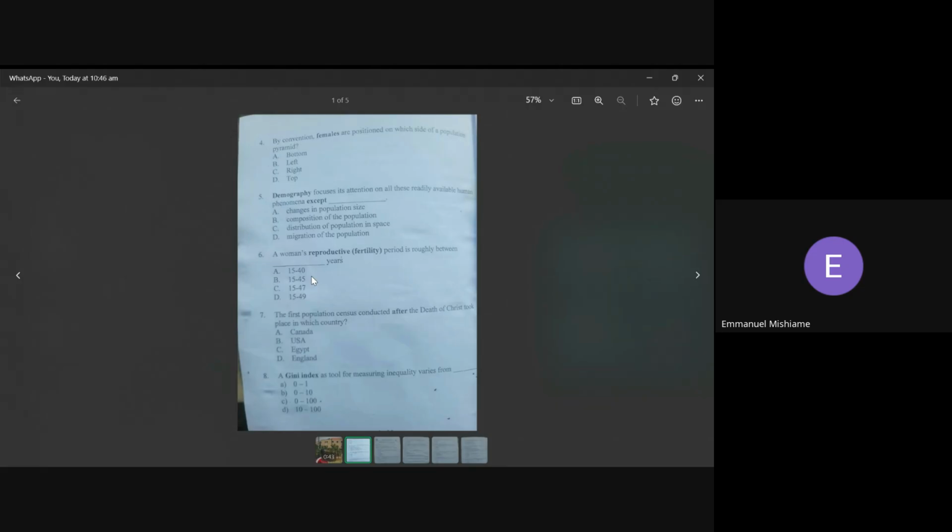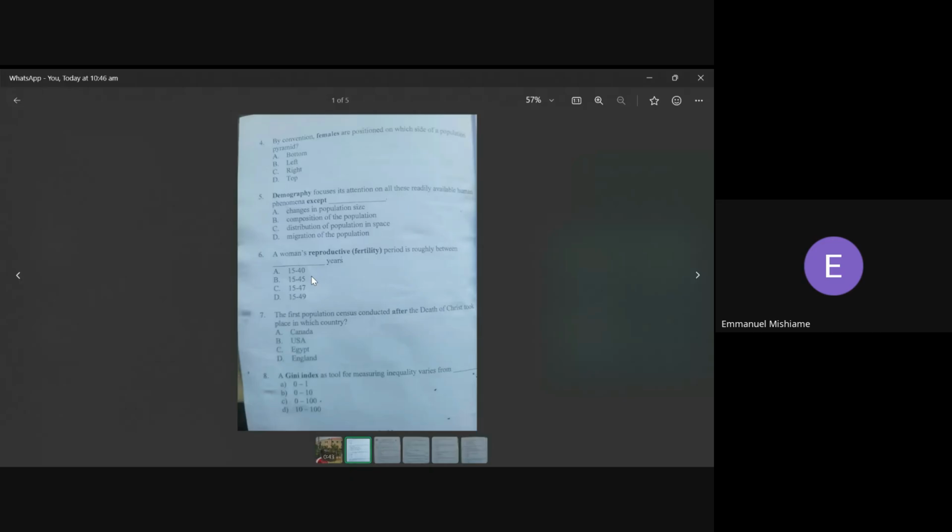A woman's reproductive period is roughly between dash years. A, 15 to 40, B, 15 to 45, C, 15 to 47, D, 15 to 49. 15 to 49. That's great.